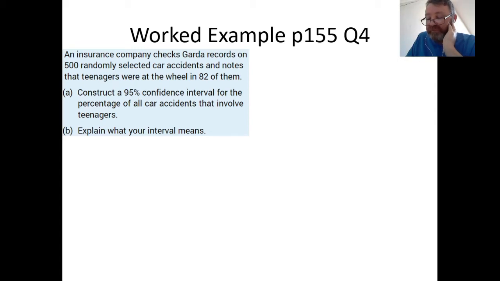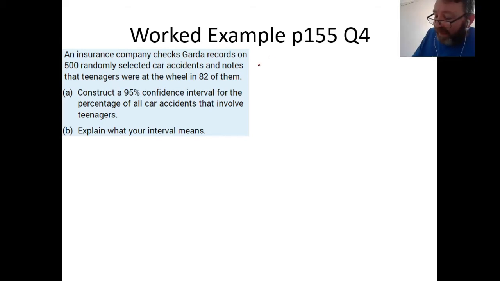Construct a 95% confidence interval for the percentage of all car accidents that involve teenagers. First of all, we want a 95% confidence interval for the percentage of all car accidents. Now, that's the entire population. You're not going to build that on statistics from a full population. You're going to build it on statistics from a sample. So what's my sample?